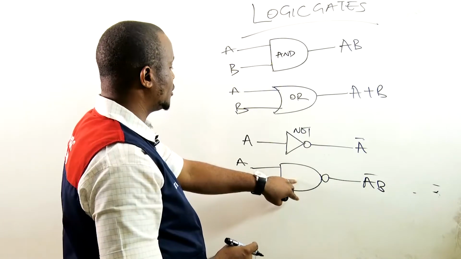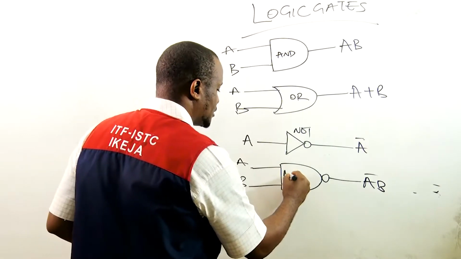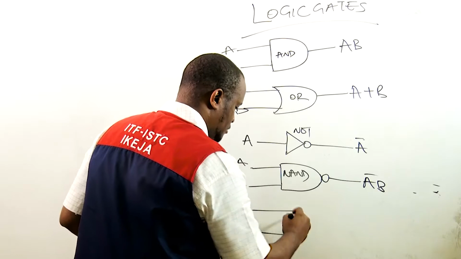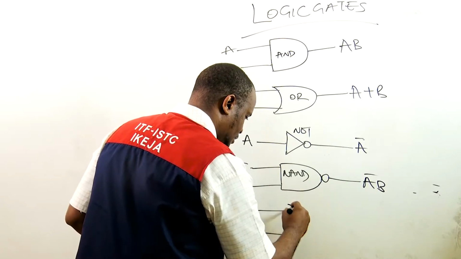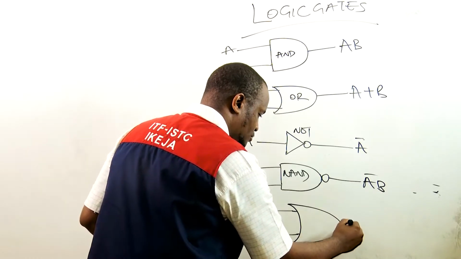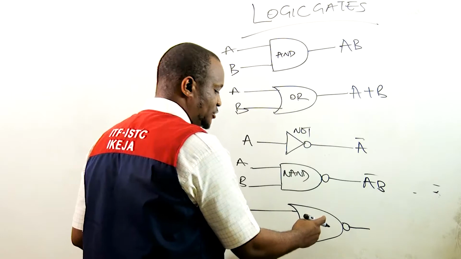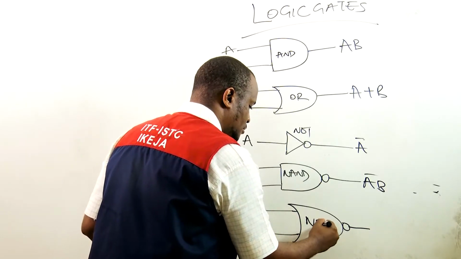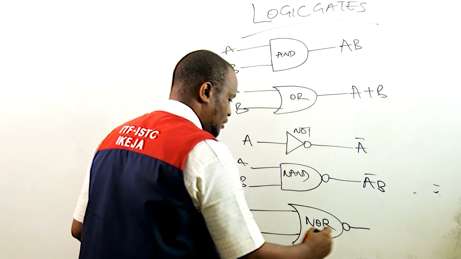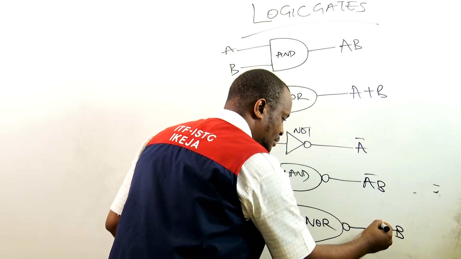Now from here we can also have the NOR gate. So this is the NAND, and then the NOR. We have the OR, and then we have it this way. And remember, we have a NOT, and this NOT is showing that it's an inversion. So this is the NOR, with inputs A, B, and the output is A OR B, bar.